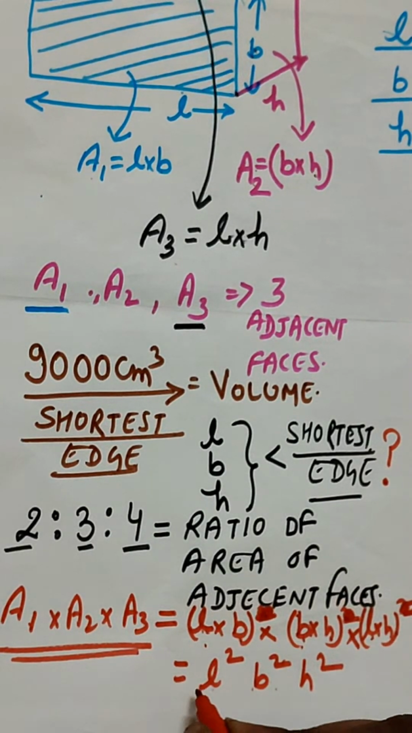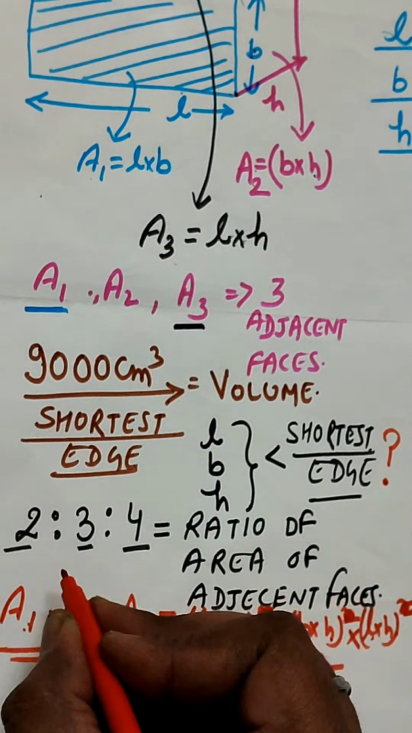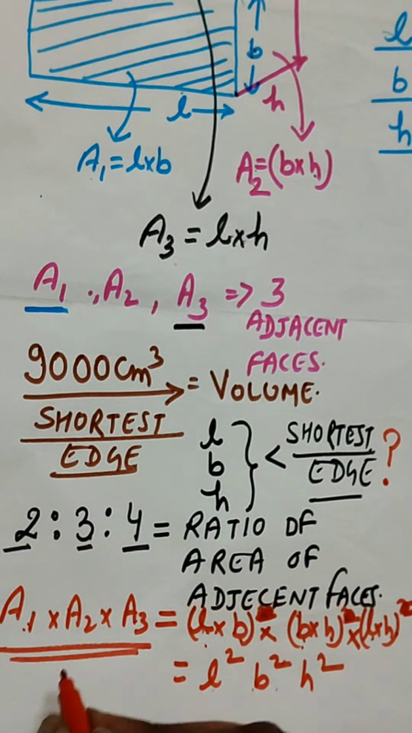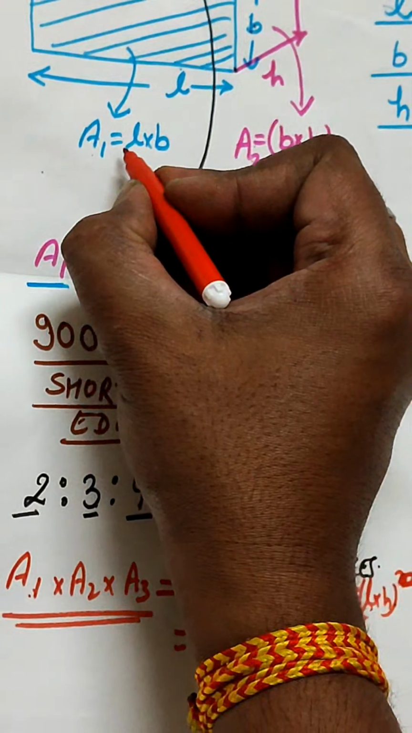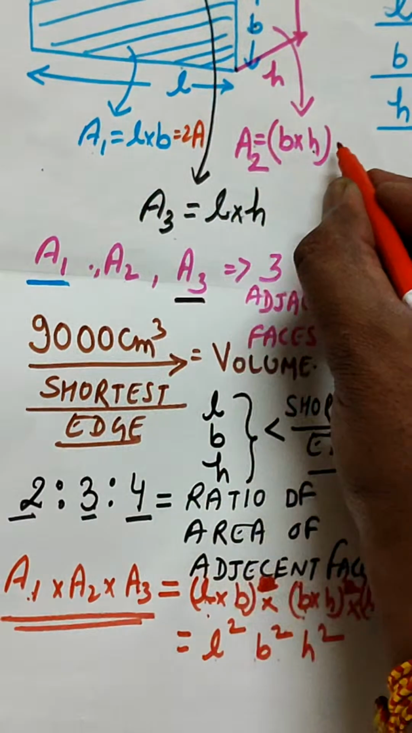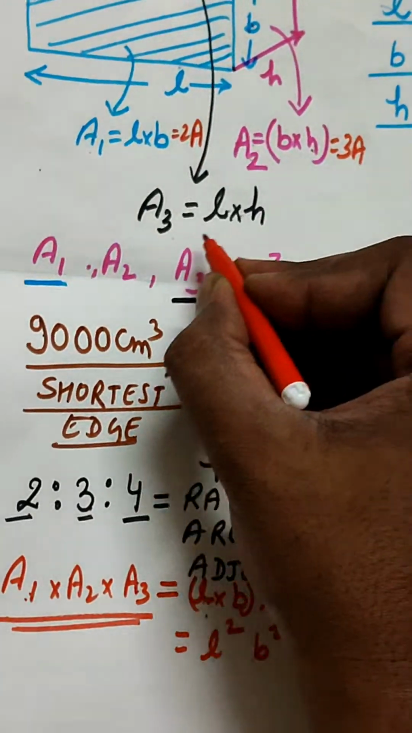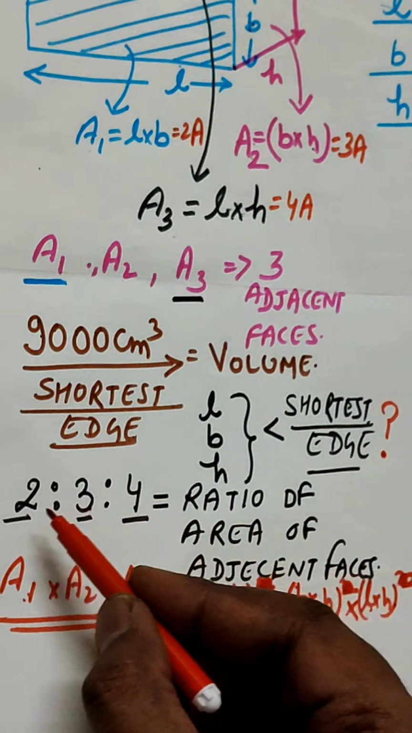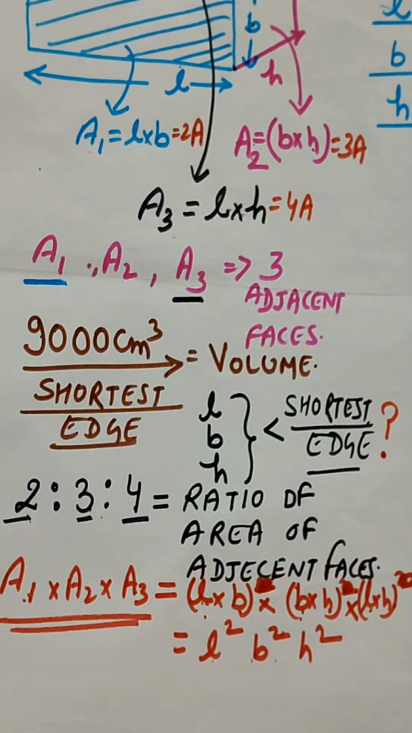And this A1, A2 and A3 are in the ratio 2 is to 3 is to 4. So we can write, if the variable is A, then this area A1 is equal to 2A, this A2 is equal to 3A, and this A3 is equal to 4A. Why? Because these three areas are in the ratio 2 is to 3 is to 4, right?